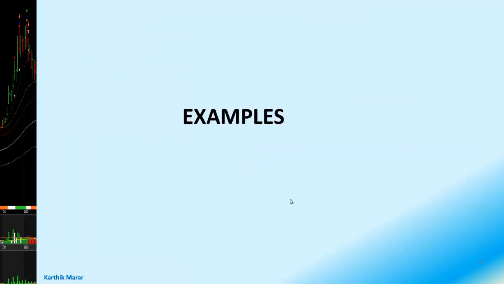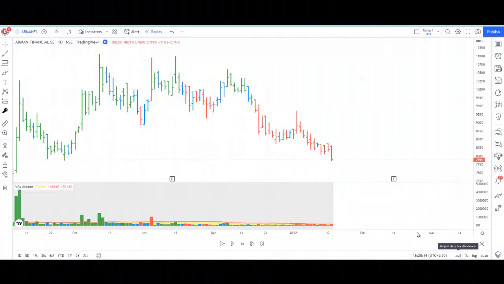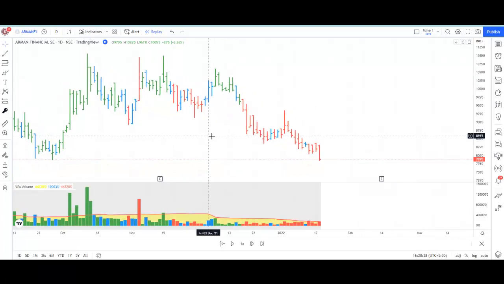Now let's look at some examples of the reverse upthrust bar. In the first example, I have the chart of Arman Financials. As usual, we'll be using the replay mode for better illustration. This chart is starting from the 18th of January 2022. Now let's see how the prices play out further.